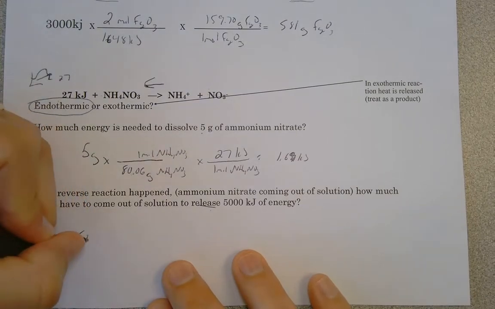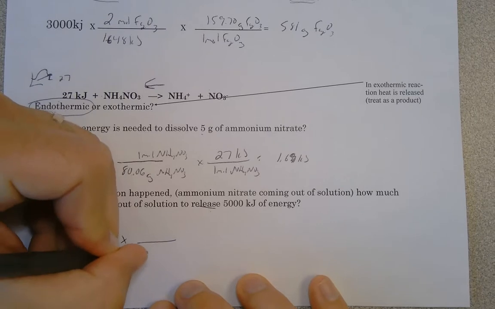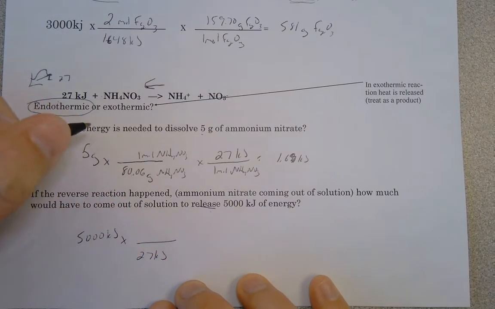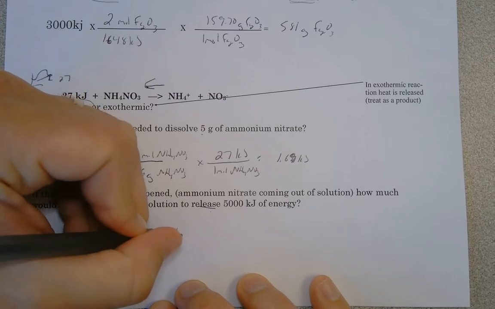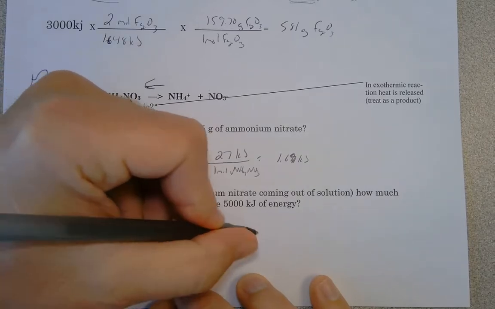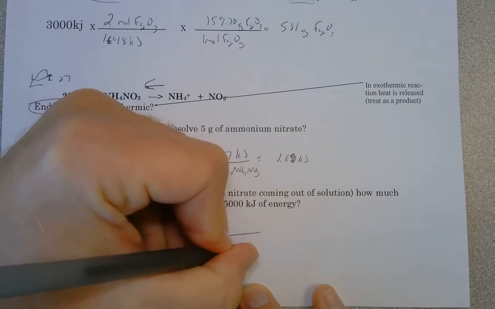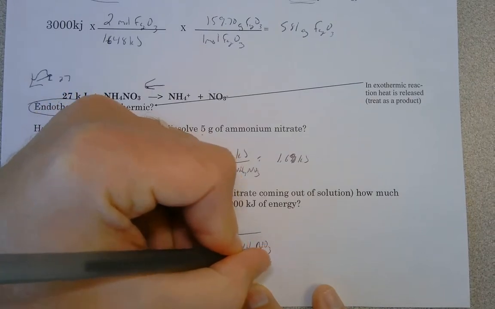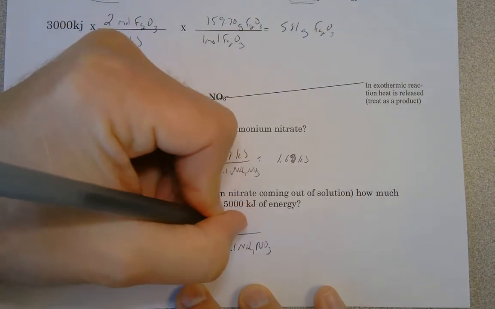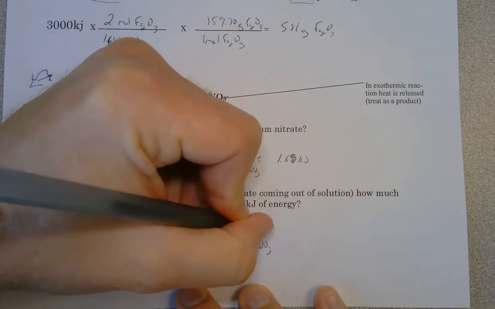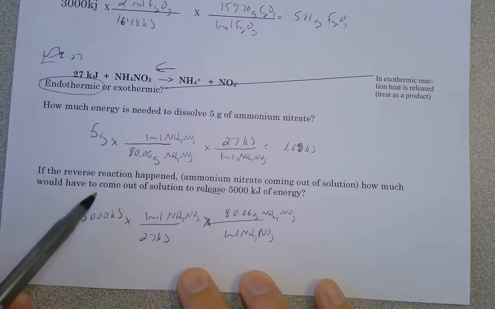So we're going to start with 5,000 kilojoules and say, well, for every 27 kilojoules, we're again going to get 1 mole of ammonium nitrate, and then say, well, for every 1 mole of ammonium nitrate, I apologize for being left-handed. You can never see what I'm writing. It is 80.06 grams of ammonium nitrate.